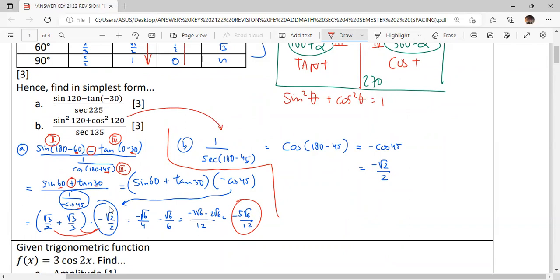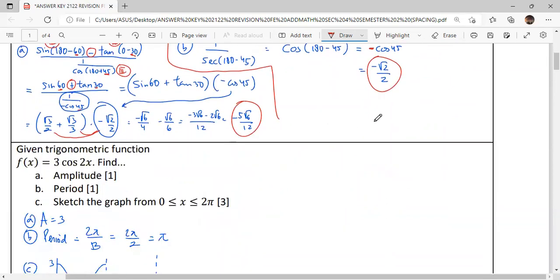And then secant 135 is 1 over cos 135, which is cos 180 minus 45. And this is the second quadrant. In the second quadrant, the value of the cos is negative, right? Then put cos 45 and the answer will be negative square root 2 over 2.